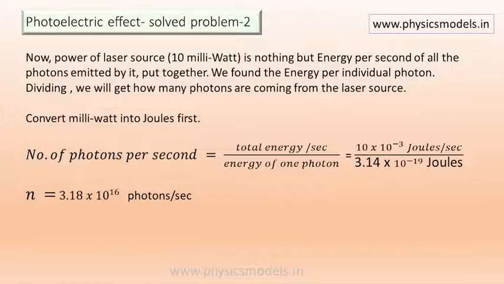Overall, the number of photons per second coming out of that gun is equal to the total energy per second coming out divided by the energy of each photon. The energy of each photon we found out in the previous slide. So we plug that into this equation and we will get n is equal to 3.18 into 10 to the power 16 photons per second. So that's how we solve this particular problem.